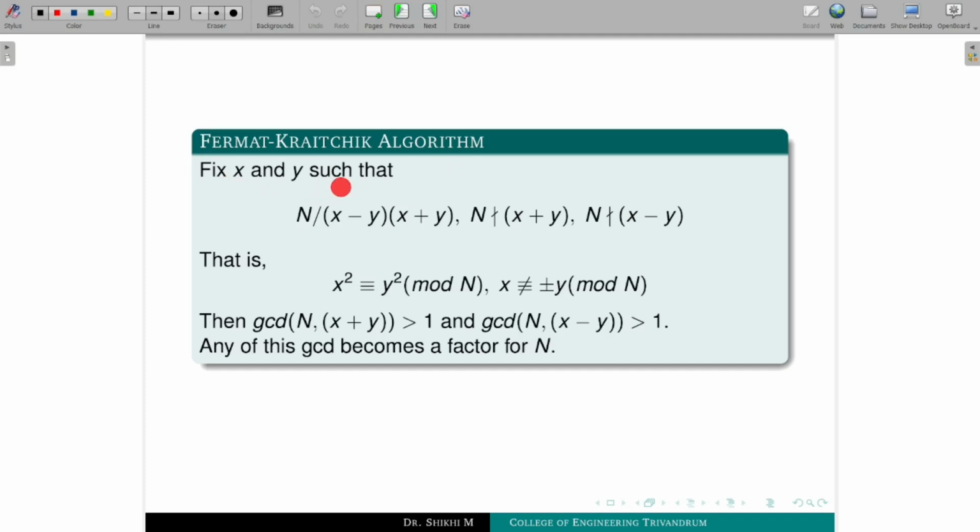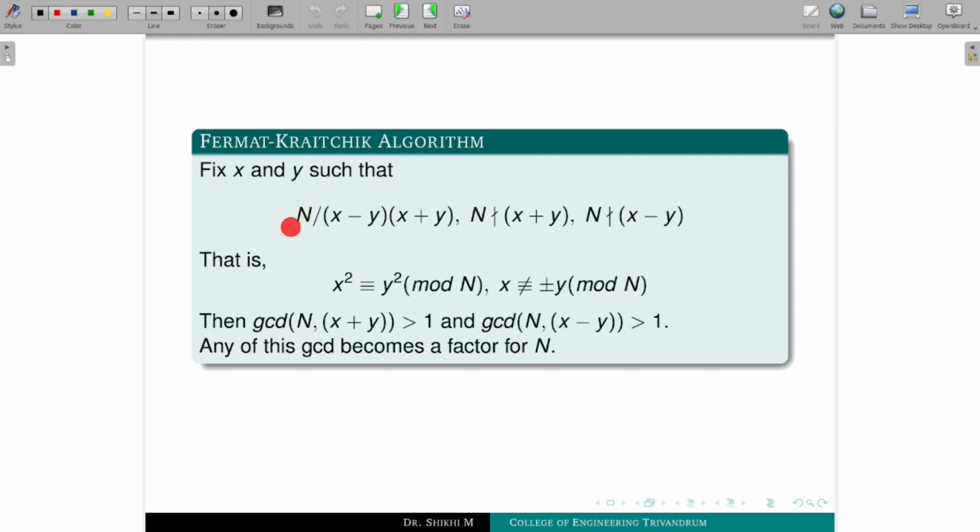Here we fix x and y such that n divides x minus y into x plus y, n doesn't divide x plus y, and n doesn't divide x minus y. So we'll search for x and y satisfying these three relations. If n divides x minus y into x plus y and n doesn't divide x plus y or x minus y separately, this means that x plus y and x minus y separately have some common divisors with n other than 1.